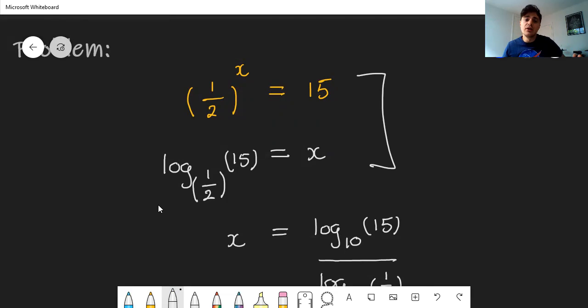So that's it for this video. The purpose was to just show a few examples on how to rearrange from an index to a log and back again. And then, of course, how to solve these equations by changing the base of a logarithm and making it a bit more manageable to use in a calculator if your calculator does not have an option to type in base half, for example.